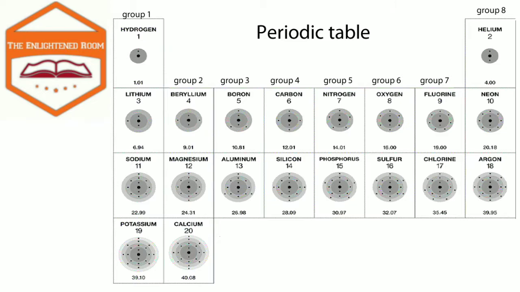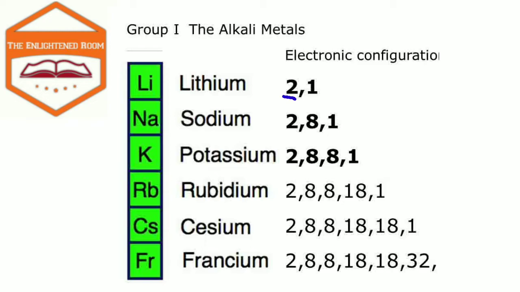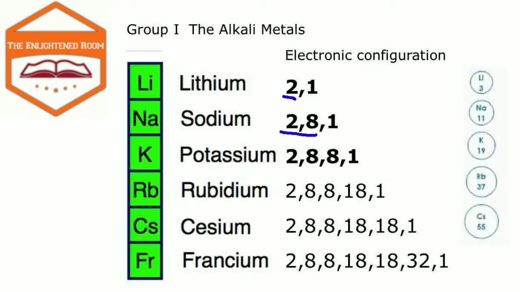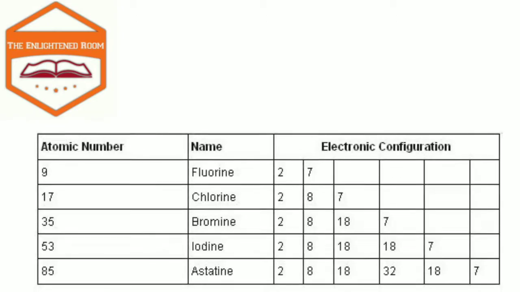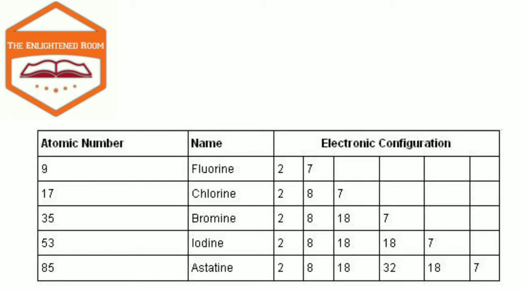As you can see, these elements have one electron in the valence shell, but the number of filled shells increases from 1 in lithium, 2 in sodium, 3 in potassium, and so on. Similarly, all the elements in group 17 have 7 electrons in the valence shell, while the number of filled shells increases from 1 in fluorine, 2 in chlorine, 3 in bromine, and so on.